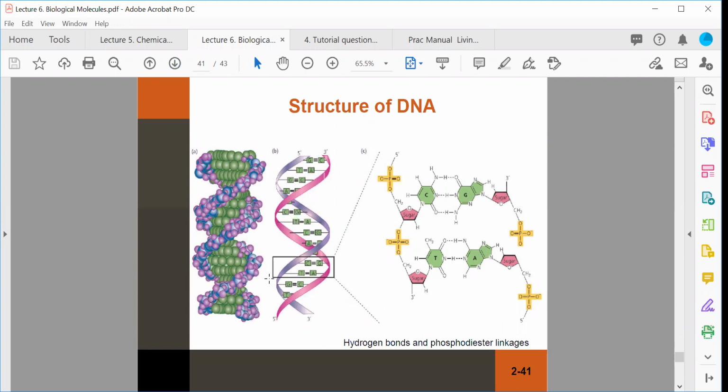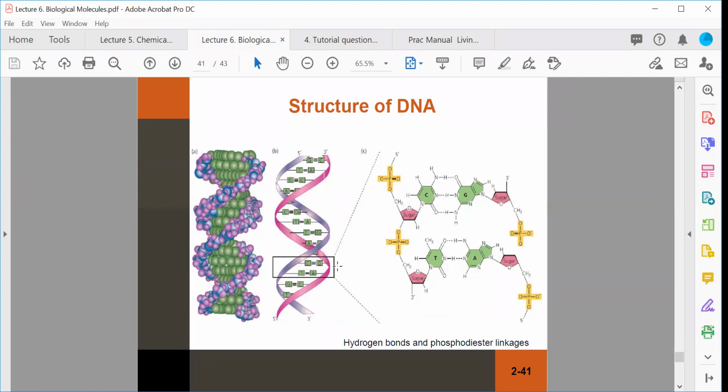This one is a little bit hard to follow, so let's look at this one here in B, this representation here. So 2 strands of DNA, 1 strand in pink, 1 strand in purple. They are bonded together by special bonds, and then they are twisted into this double helix formation.